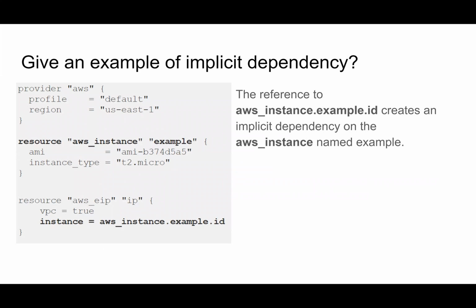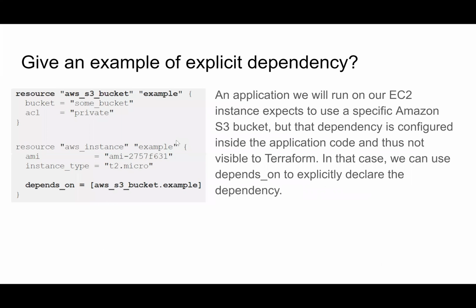Here's an example of an implicit dependency. So the reference to aws_instance.example.id creates an implicit dependency on the AWS instance named example. And here's an example of an explicit dependency. Here we have an AWS S3 bucket and an AWS instance, and then we specify the depends_on argument, noting that the AWS instance depends on the AWS S3 bucket.